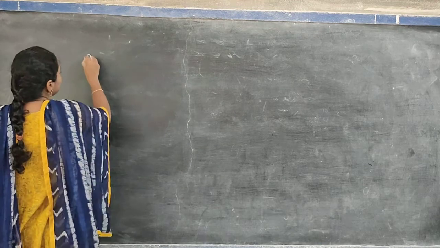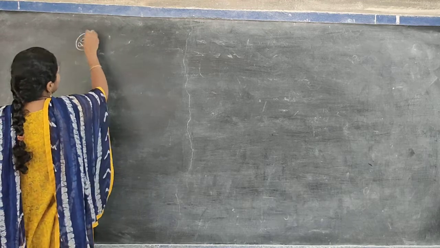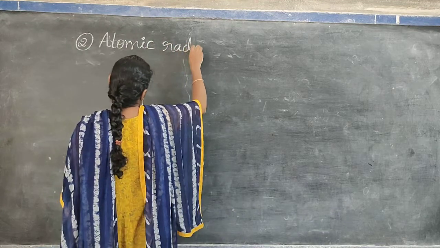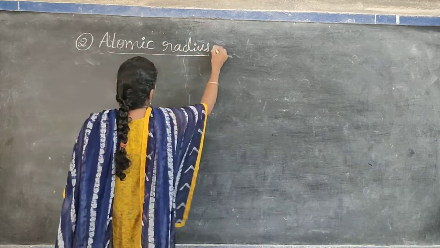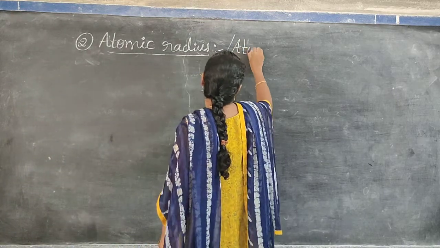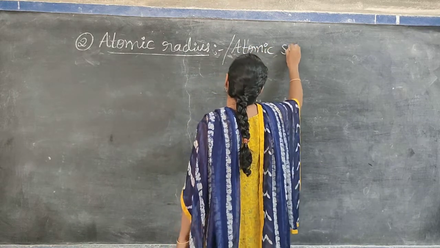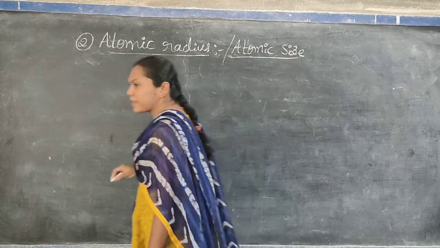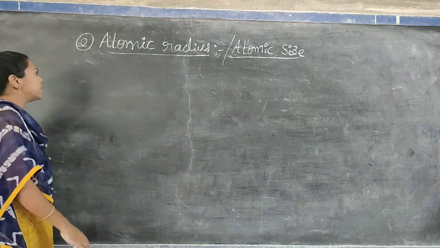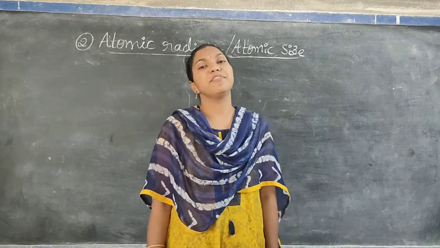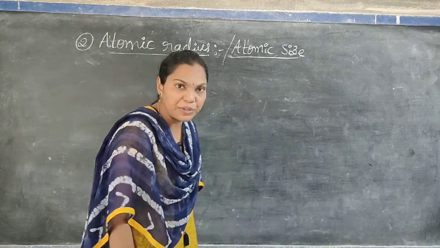Next property is atomic radius. The second periodic property is atomic radius, also called atomic size. What is the definition of atomic radius and what are the types of atomic radius? Then how does it change in a group and a period? Now we are going to discuss.